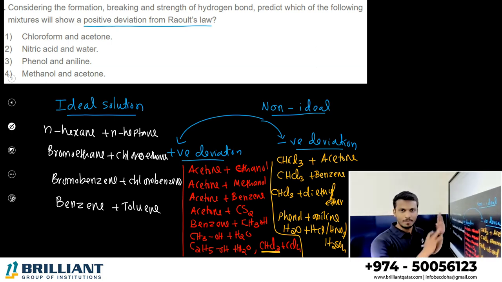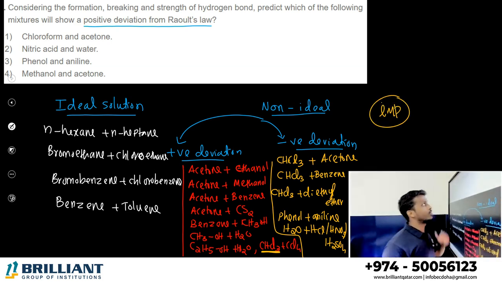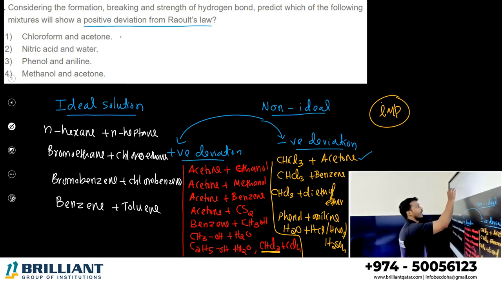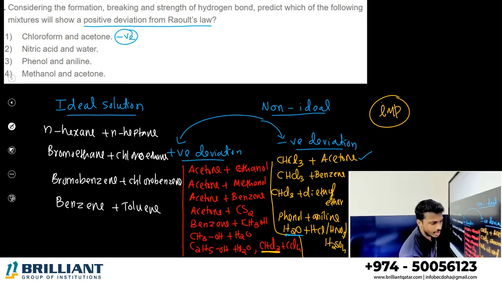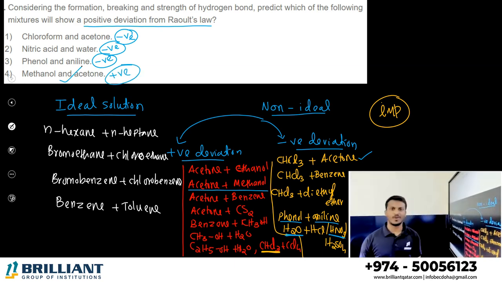So dear all, please remember and study. It's very important to know the examples. Okay, let's go. Question: which of the following solutions shows a positive deviation? Chloroform and acetone, we studied under negative deviation. Nitric acid and water is negative deviation. Phenol with the aniline, again negative deviation. Which is the only one with positive deviation? Methanol with the acetone, that is the positive one. Option 4 is the correct answer.